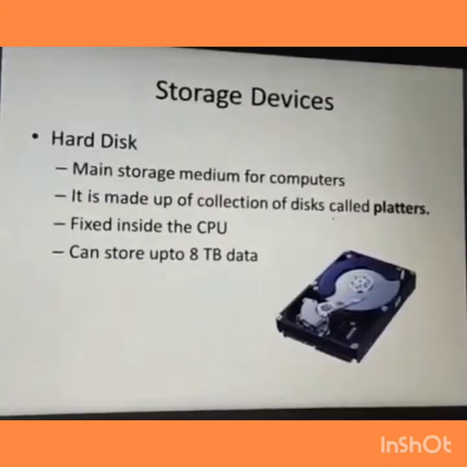Next is storage devices, and the first part is hard disk. It is the main storage medium for computers. It is made up of a collection of disks called platters. It is fixed inside the CPU, and it can store up to 8 TB of data.